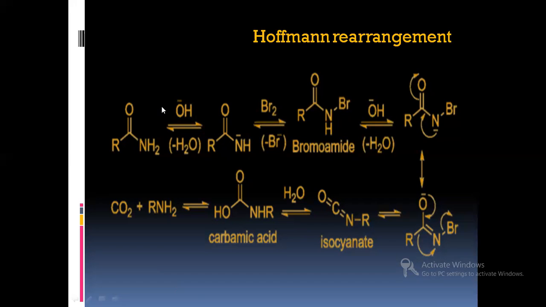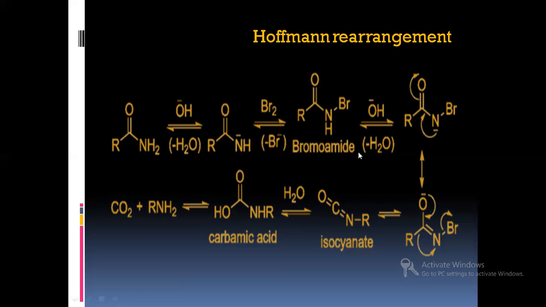So first there is deprotonation, that is removal of one hydrogen as a proton from the amide group. Then it results in the formation of an anion, which later attacks the halogen, resulting in the formation of N-haloamide. So here you have bromoamide because bromine is the halogen. And the second point, again a deprotonation takes place by the base, which again provides an anion that rearranges to give rise to an isocyanate.